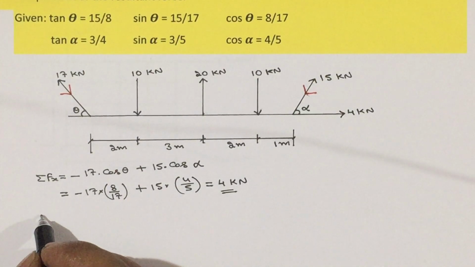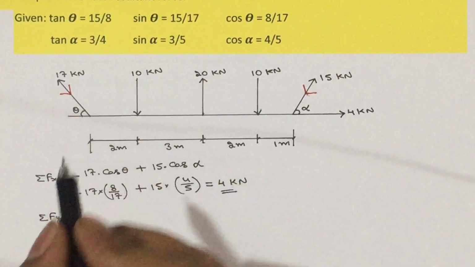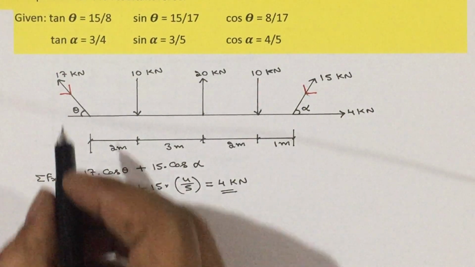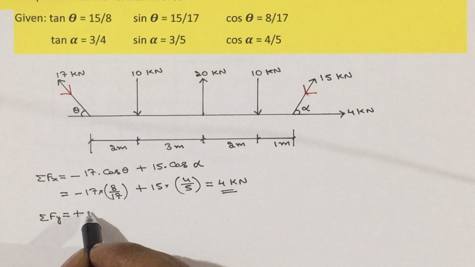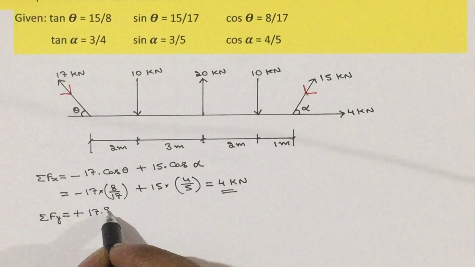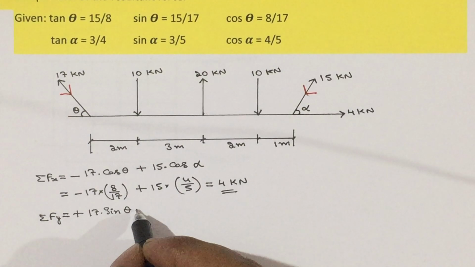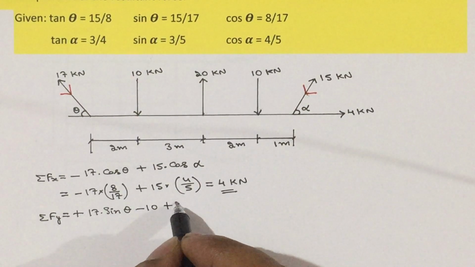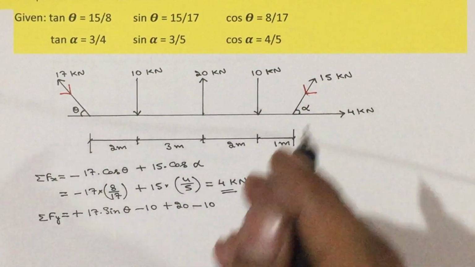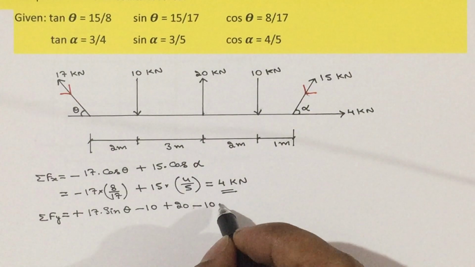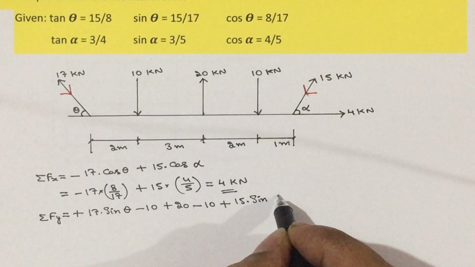Then calculate sigma fy. So sigma fy is nothing but only the vertical forces and vertical components. Horizontal component, leave it. The vertical component is moving upward, so plus, and the component is f sin theta, that is 17 into sine of theta. Then this is the vertical force coming downward, minus 10, then plus 20, then minus 10. Then here the horizontal component, leave it. Then the vertical component is going upward, so it is plus 15 into sine of alpha.